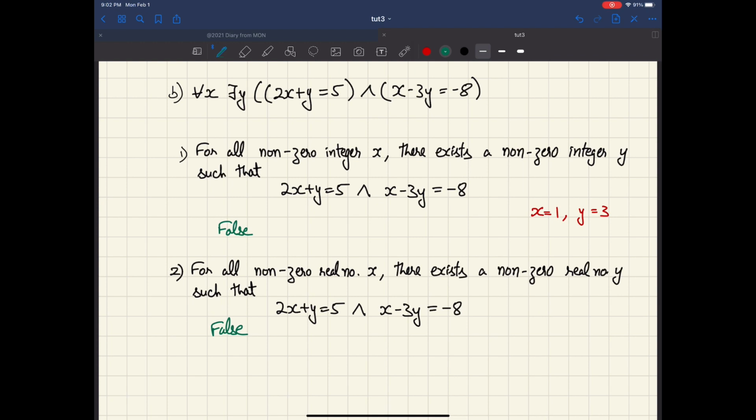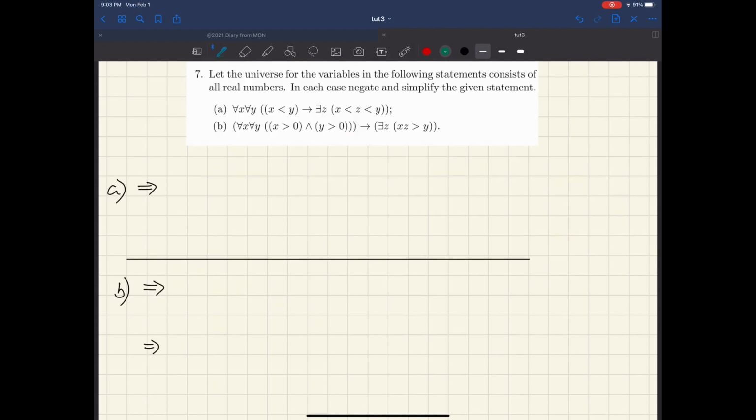Now, moving on to the last question for this tutorial: let the universe for the variables in the following statements consist of all real numbers. In each case, negate and simplify the given statement. So it's pretty straightforward. We just have to do the negation and then simplify it. So in the first one, your universal quantifiers become existential.